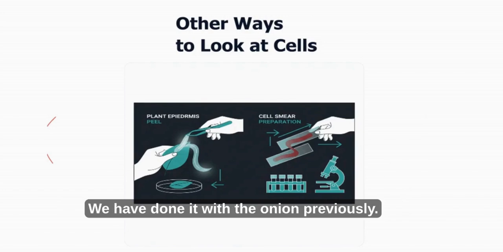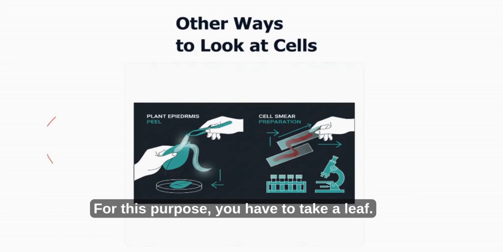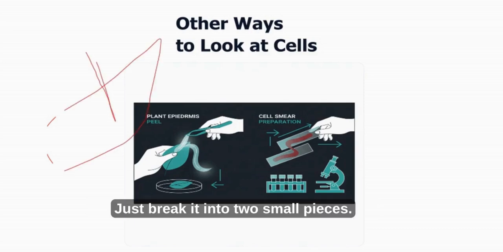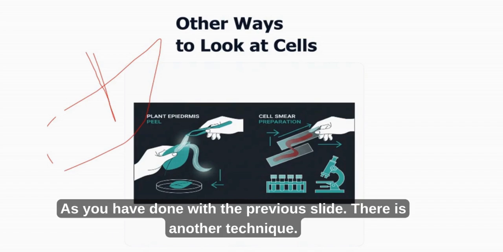If you take a look at this slide, there is a technique called plant epidermis peeling. We have done it with the onion previously, but here we are peeling epidermis from a plant leaf. For this purpose, you have to take a leaf and break it into two small pieces. After breaking, turn over the leaf and you will see a transparent epidermis layer. Just peel it out and repeat the same process as you have done with the previous slide.